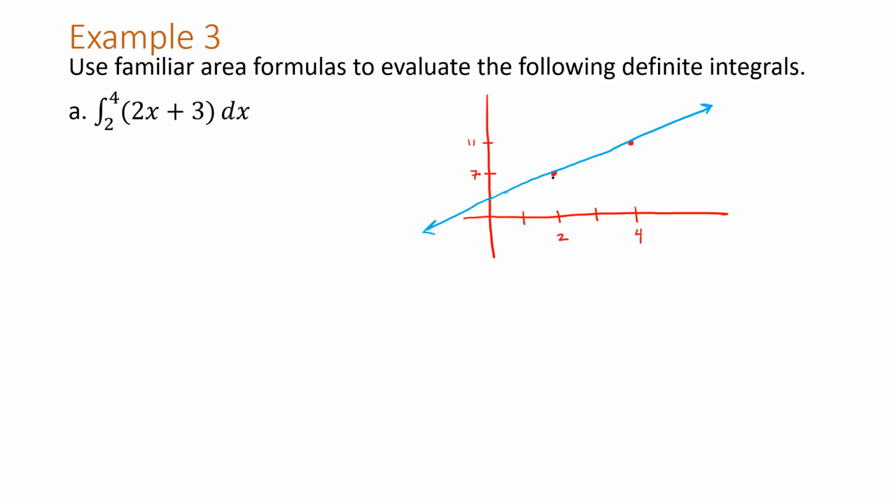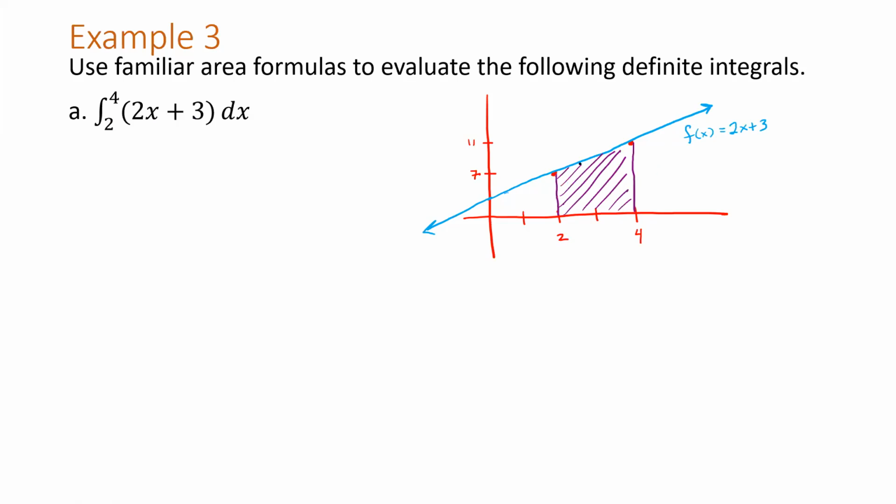But we're computing the area of the region that lies below it between 2 and 4. So our goal is to compute the area of this region here. Right? If we're trying to find the value of this integral, that's one way to interpret it. It's really just the area under the curve here. And so here's my f of x equals 2x plus 3.